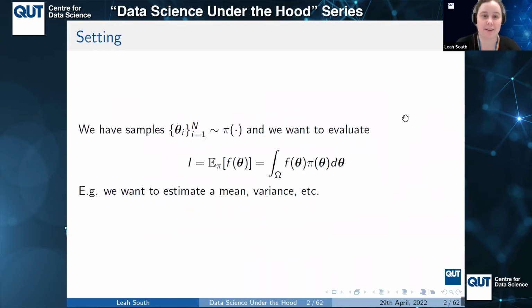Okay, so the setting of this talk and the methods I'm going to be talking about are basically that we have a set of n samples from some distribution. I'm going to call that distribution pi. And we want to evaluate the mean of some function f with respect to pi. You can write that in this notation, which I like to use most of the time, or you can write that as an integral. So for example, maybe you want to estimate a mean or a variance or some other expectation like that.